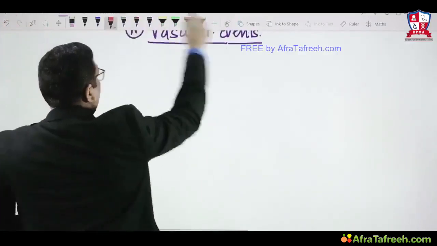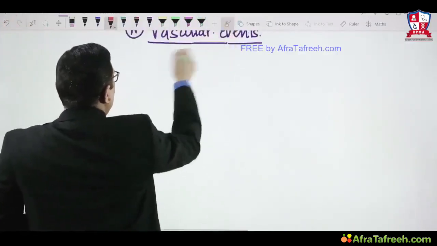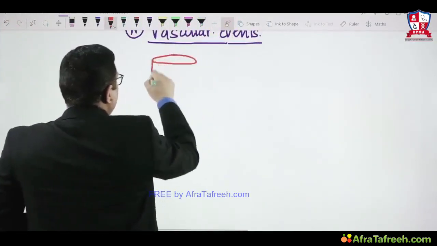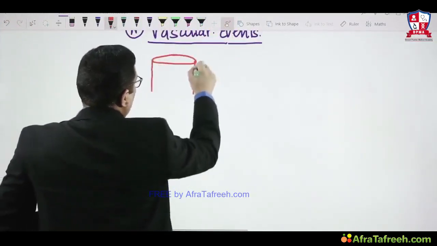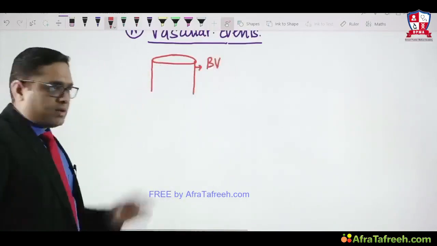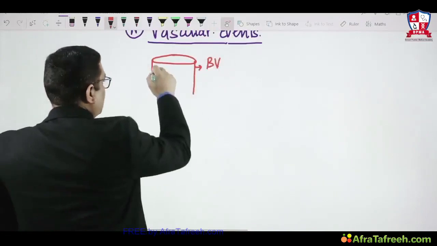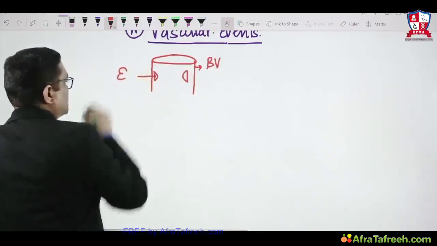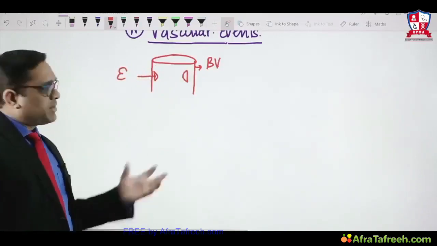I am going to demonstrate that in a diagrammatic way. Suppose this is the blood vessel, just a pictorial illustration only. We all know that a blood vessel is lined by endothelial lining. So these are the endothelium. The blood vessel is lined by endothelium.